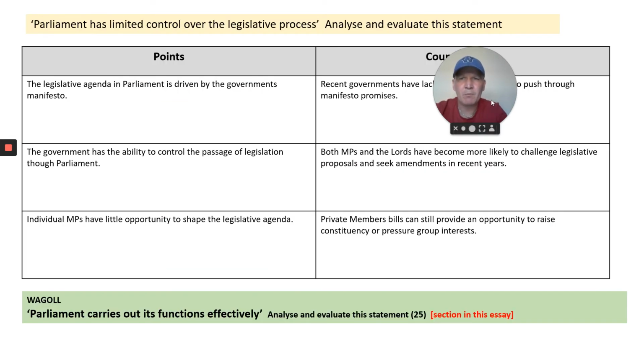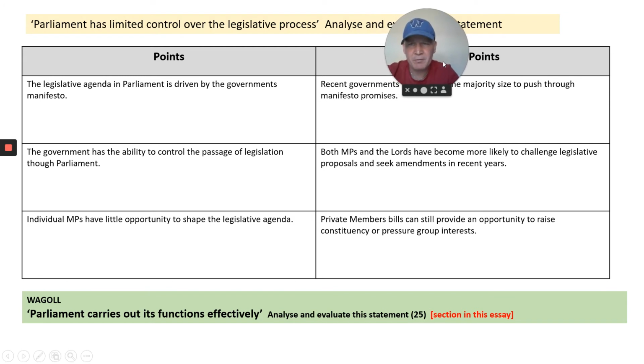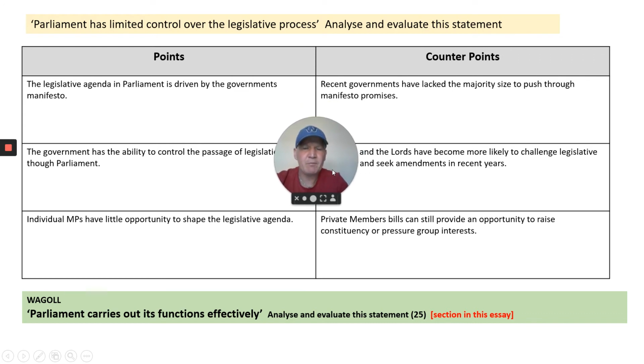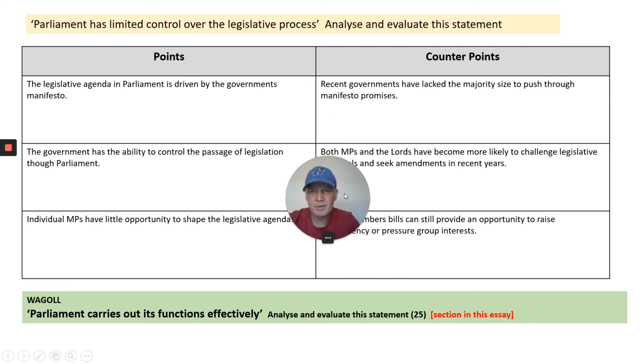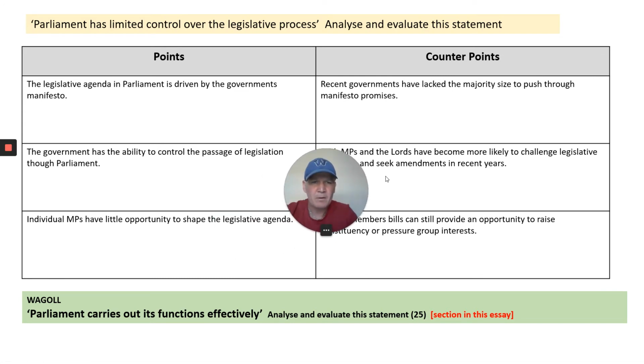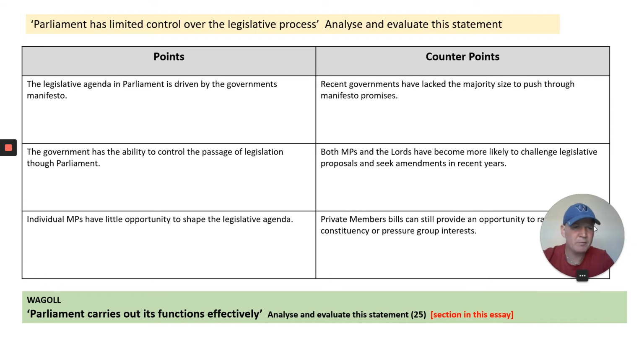Okay. Second one, limited control of the legislative process. So what we're saying here is Parliament can do very little, especially when it's being driven by the government's manifesto with a majority. Secondly, they have the means by which they can control the passage of legislation. You're talking about guillotines here, you're talking about the controlled use of the whips, and then the fact that individual MPs have very limited opportunities because you're talking about private members' bills. The counter to private members' bills is that they still provide an opportunity. You need examples of where they've been successful.